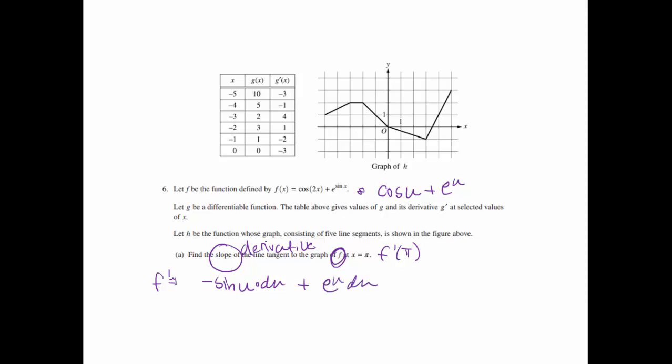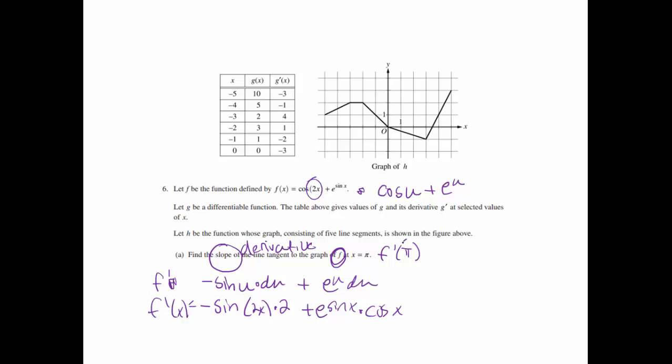So then from here, I'm not going to put that equal sign just in case I don't like it. I'm going to put my u back in for each of them. So negative sine of 2x times du, the derivative of 2x, which is 2, plus e to the sine x times the derivative of sine x, which is cosine x. All right, so I have f prime. That is what f prime equals.